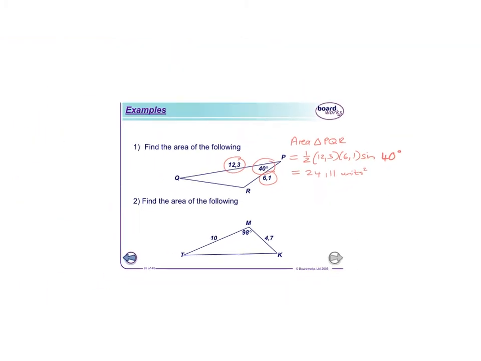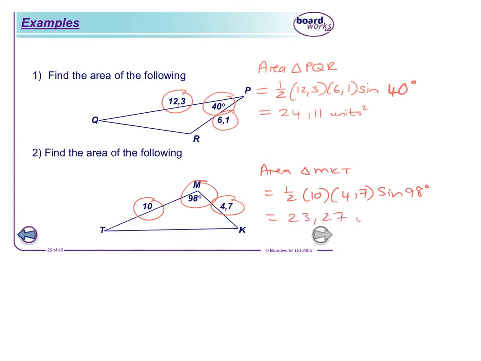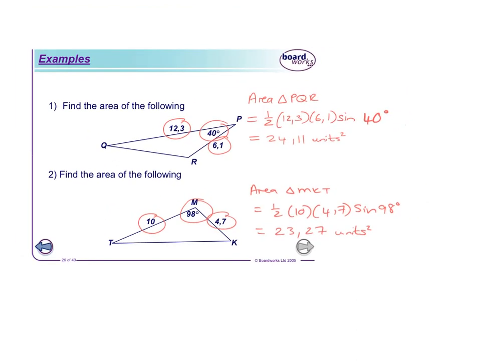Okay. Then find the area of the following. Again, let's check side, side, included angle. So the area of our triangle MKT is going to be half of side 1, side 2, sine of the included angle, which equals 23.27 square units.